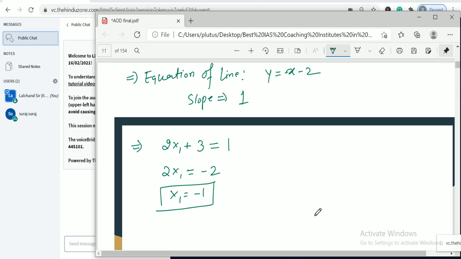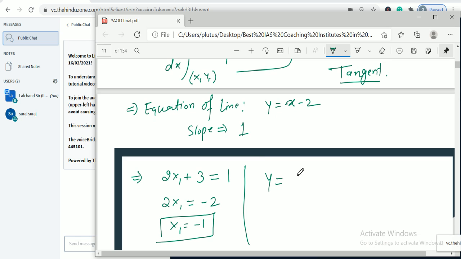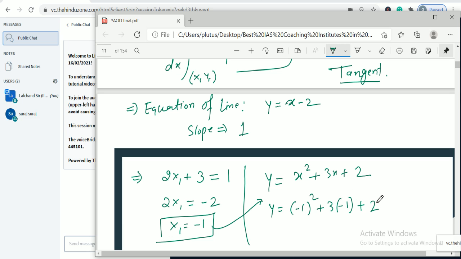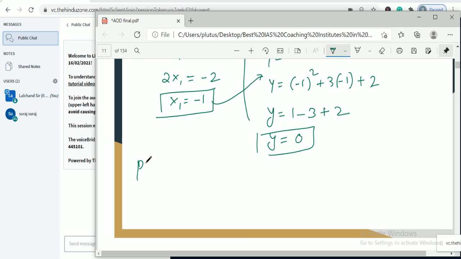We can find the value of y1 simply by substituting the value of x1, because the curve is y = x² + 3x + 2. If we substitute x = -1 in this curve, then y = (-1)² + 3(-1) + 2, so y = 1 - 3 + 2, that is y = 0 basically. So our point will be (-1, 0), that is our point.